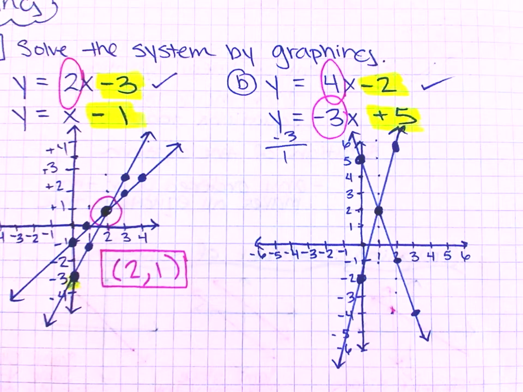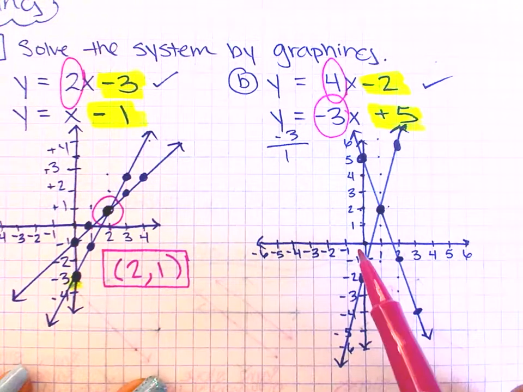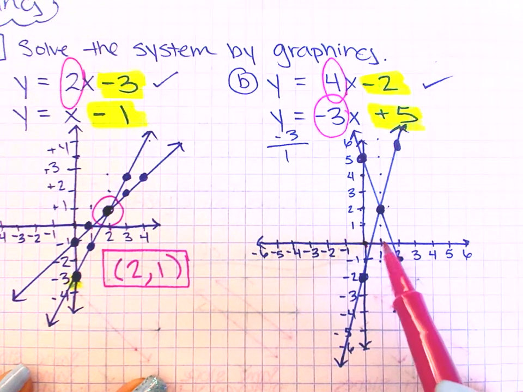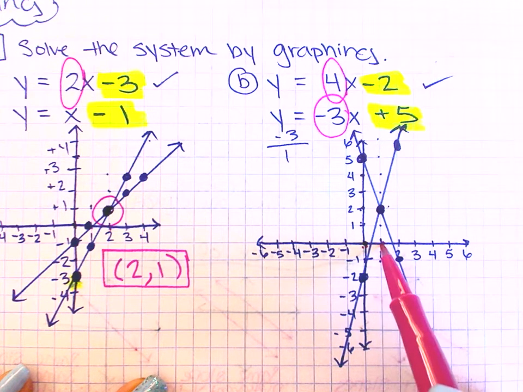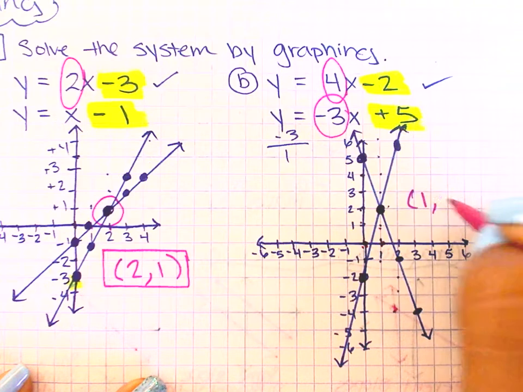This looks the same as the last graph. There's only one solution, one point where they meet. So let's identify what that point is. That point looks like it is at 1 for x, 2 for y. (1, 2).